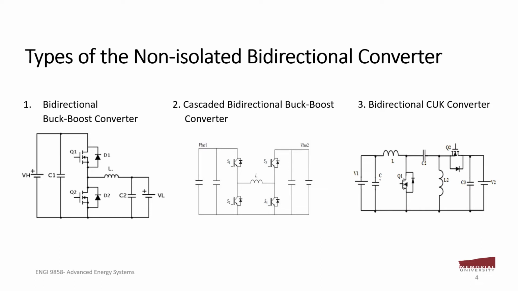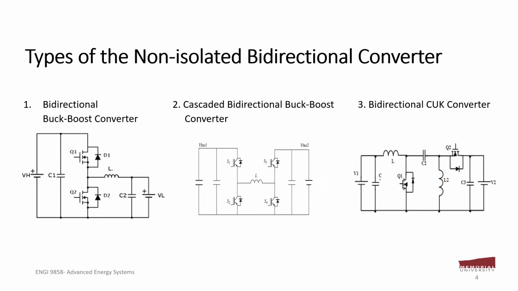Now I'll be talking about the types of non-isolated bidirectional converters. We have three types of non-isolated bidirectional converter. One is the bidirectional buck-boost converter, where a buck converter is connected in antiparallel with a boost converter, with an extra characteristic that allows the power to flow in both directions.